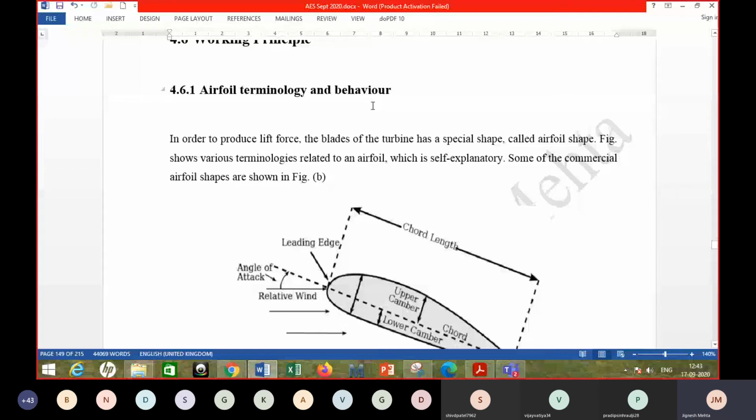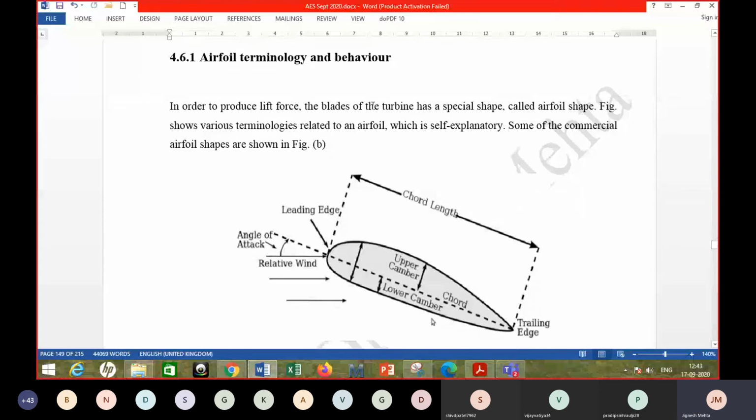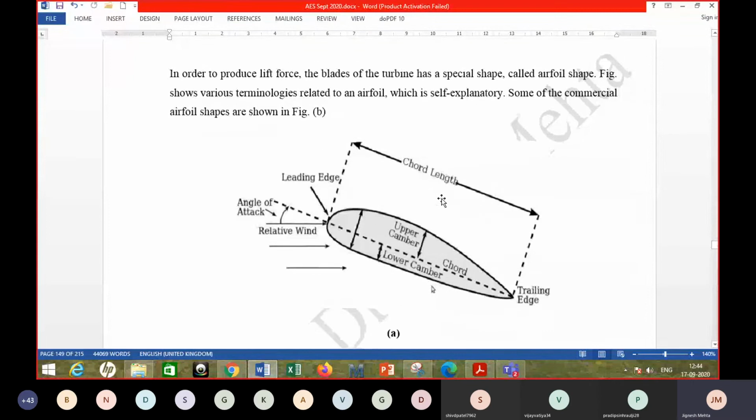So first thing, the blades have aerofoil shape. That is, if you cut the blade, this is the shape that you will see, the cross section. So it's called aerofoil shape, right? It's a special shape developed to generate a high amount of lift force as compared to the drag force. So the different terminologies of that are shown in this figure.